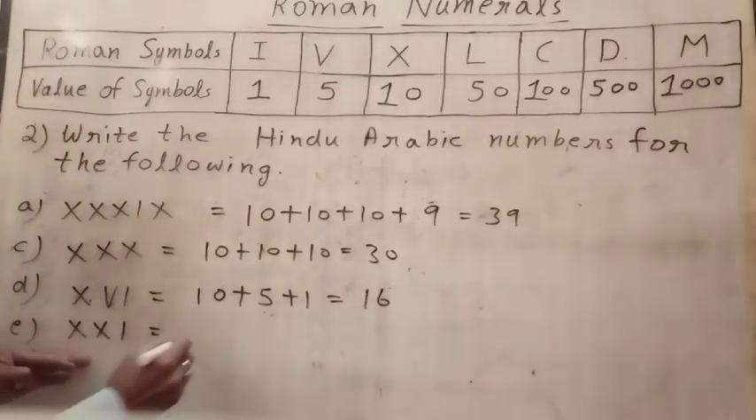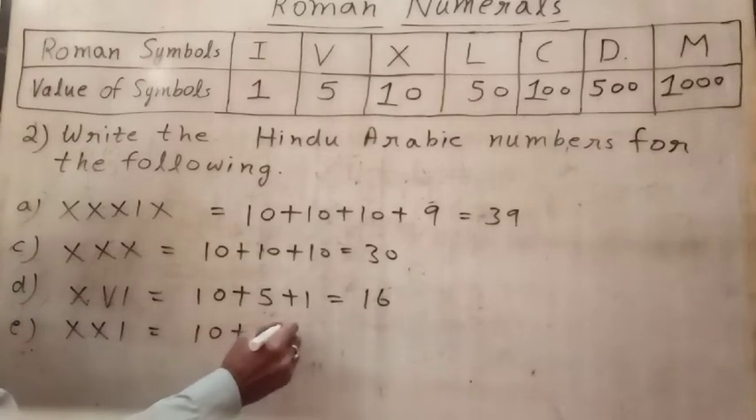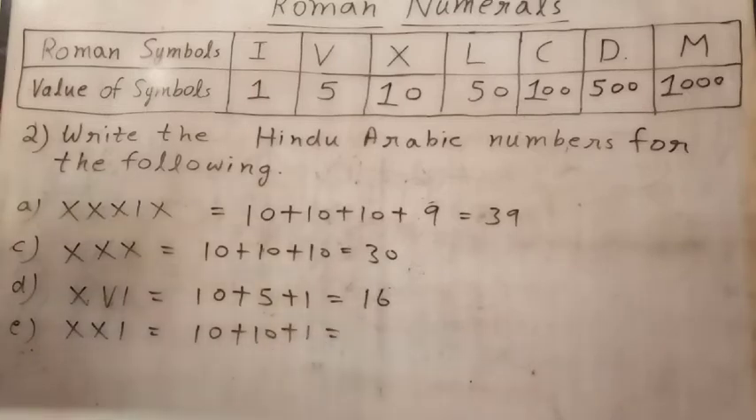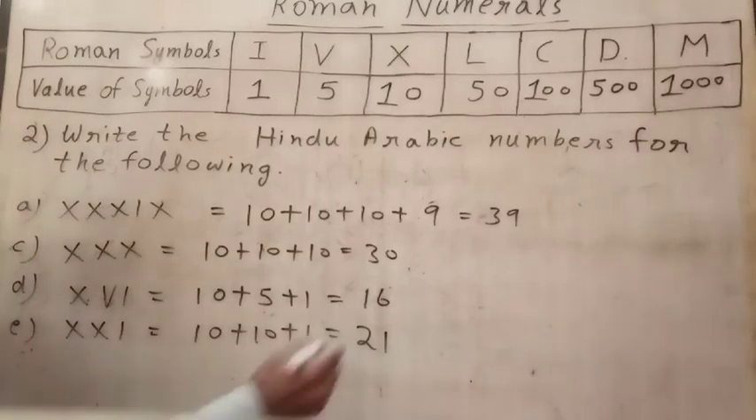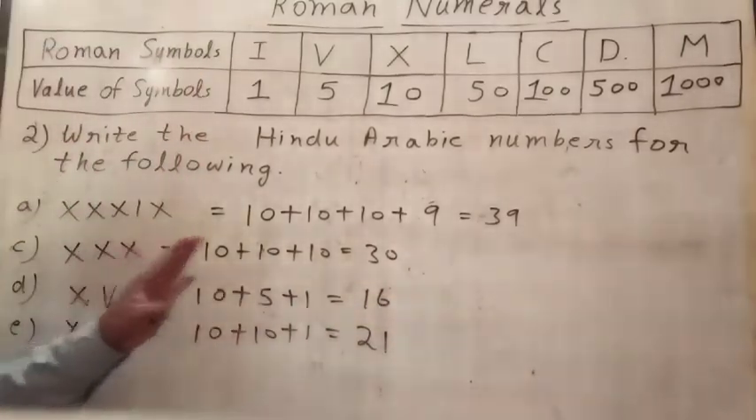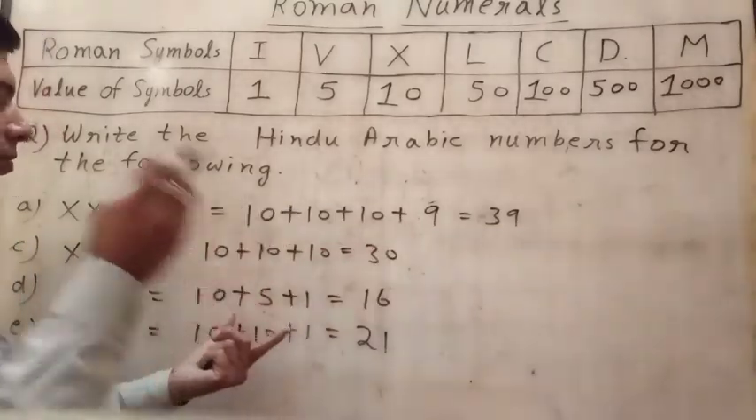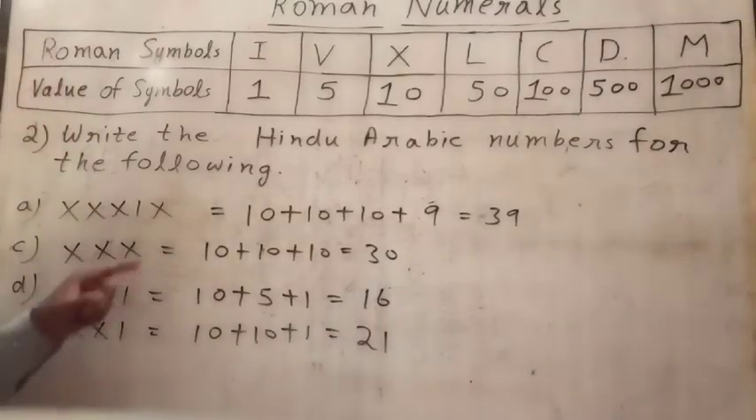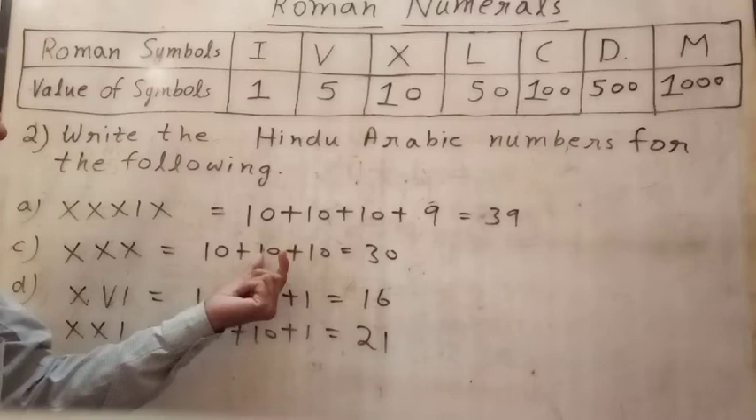See, 10, XXI. 10 plus 10 plus 1. 21. Clear? So I have explained and I have solved it. Clear? So what you can do in your book, you can write directly. Clear? In your copy, you should do all in detail. Clear?